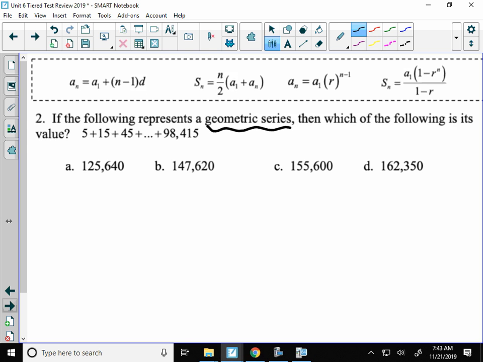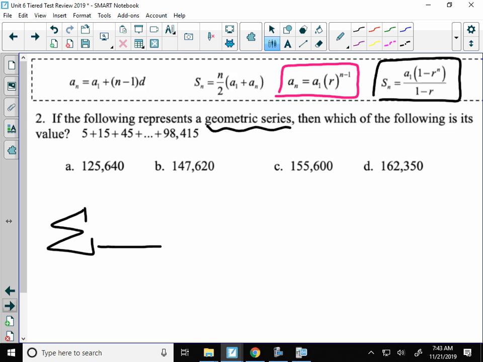Now what I'm going to do is I'm going to use sigma. You don't have to use sigma. You can use the S sub n formula. But I'm going to use sigma because I think it's going to make it a little bit faster to find the sum at the end. So I need sigma, and then after sigma, I have to put my A sub n formula here for geometric. So I'm going to fill out what I know. I have the first term, which is 5. My common ratio, it looks like I'm multiplying by 3 each time, to the n minus 1 power.